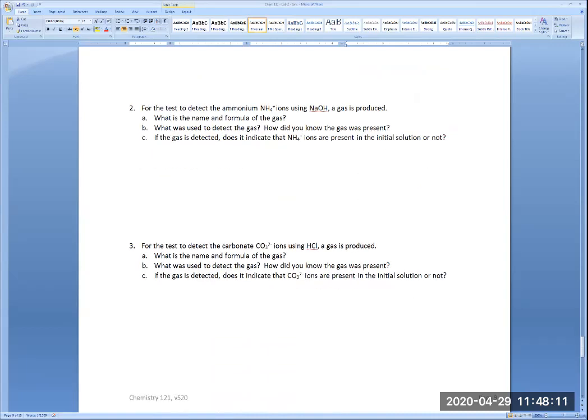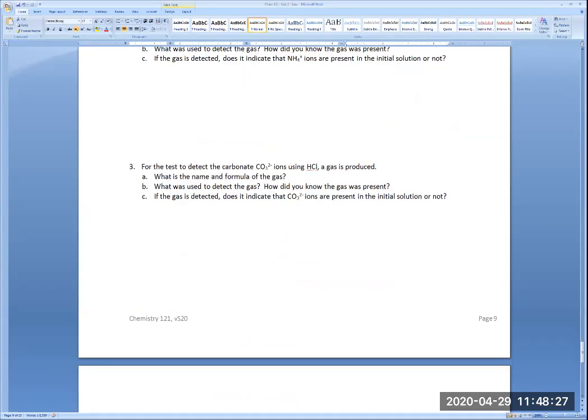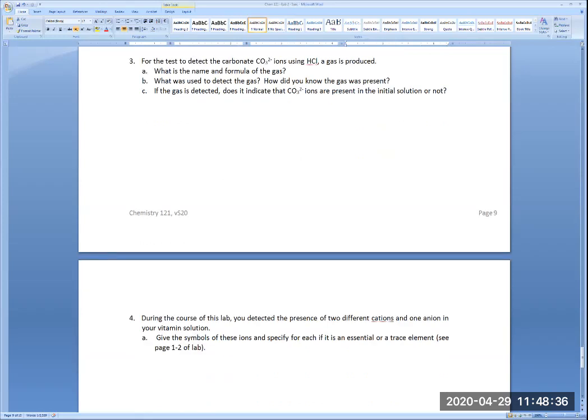So question 2 and 3 are similar, and they are straightforward. You need to look at the piece of video that goes over the detection of the ammonium ion using NaOH if you need help answering that. Same for the carbonate. Go back to the video that uses the test with HCl to detect the carbonate to answer that question.